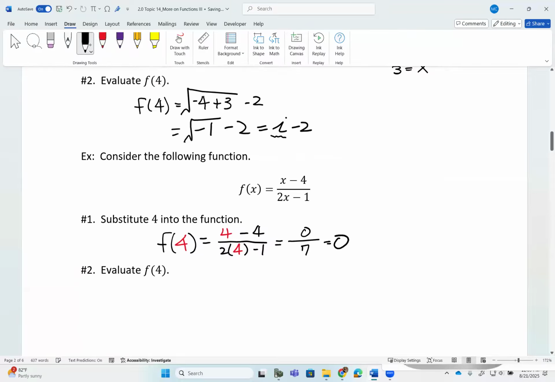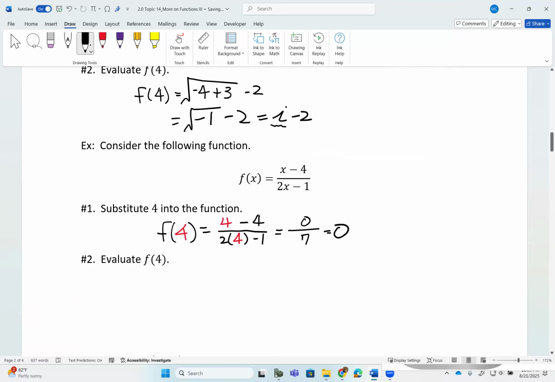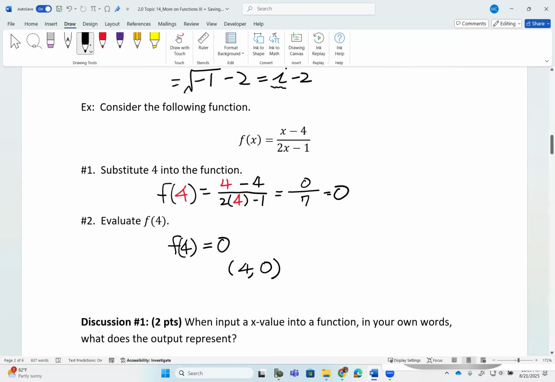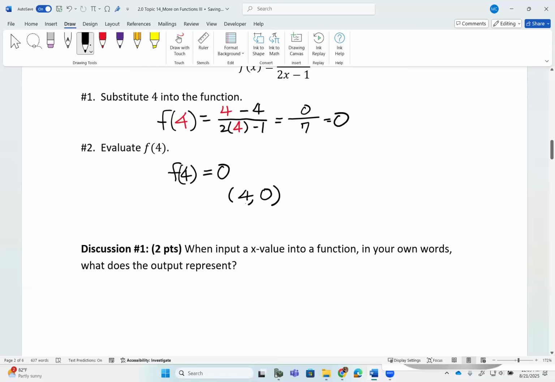All right, so when I evaluate f of 4, my answer is 0. So that means this 0 is a y value. When I input a 4, my y value is a 0. So this 4 comma 0, technically, is actually an x-intercept. So real quick on the discussion, when you input an x value into the function, what does the output represent? You can say the output represents the y value.